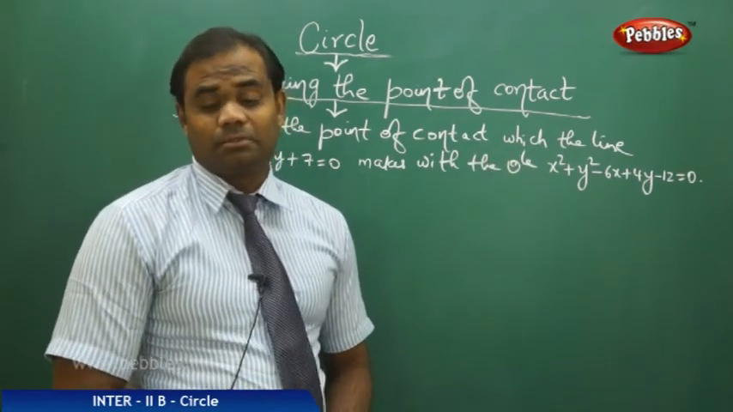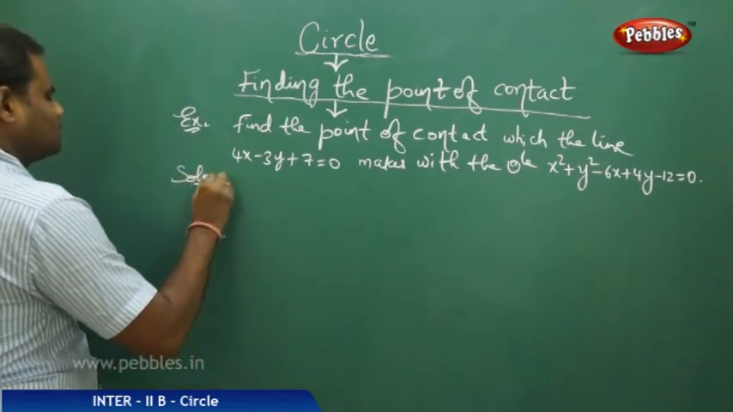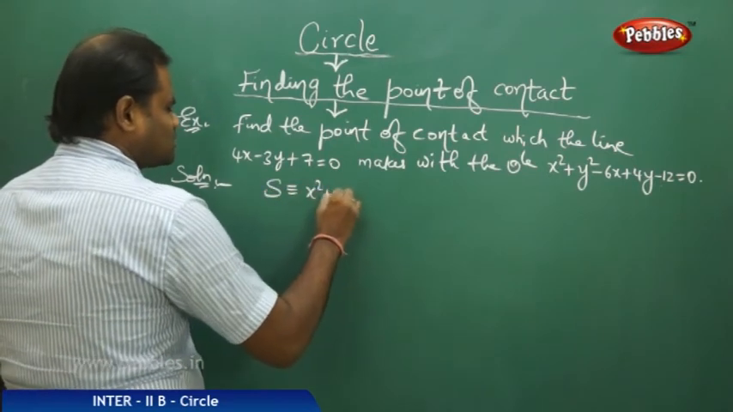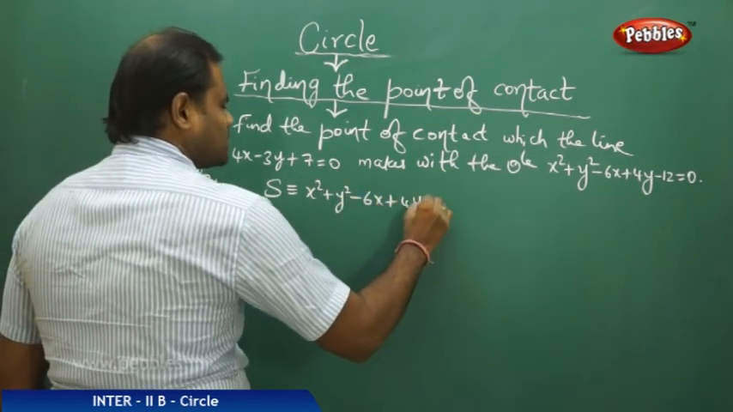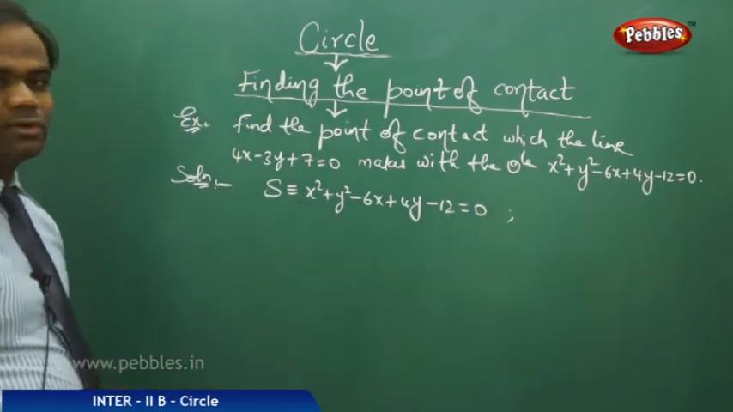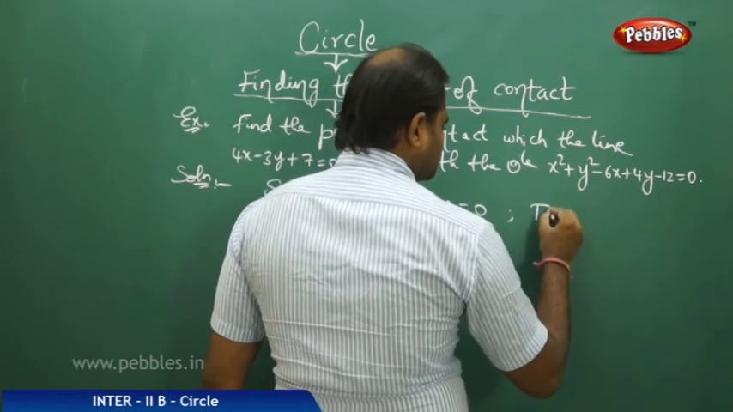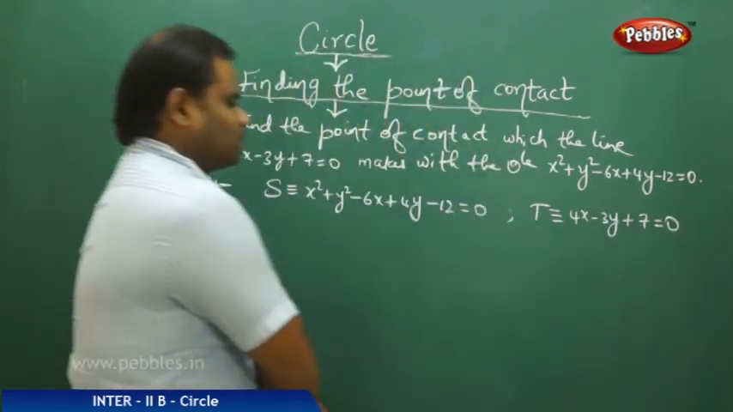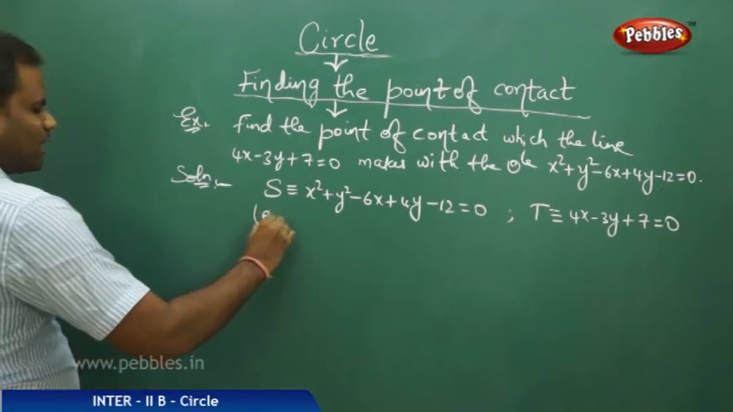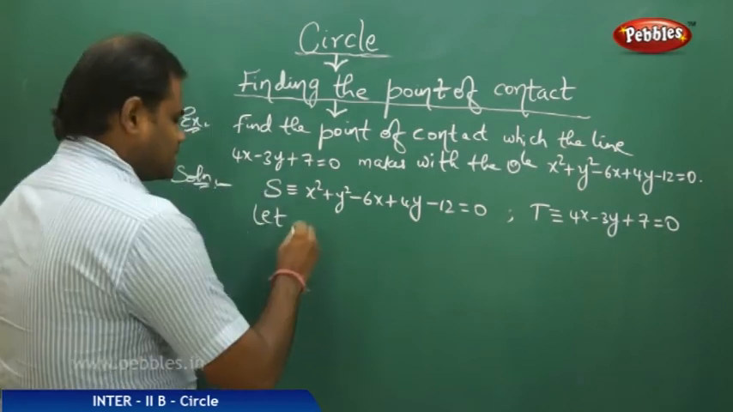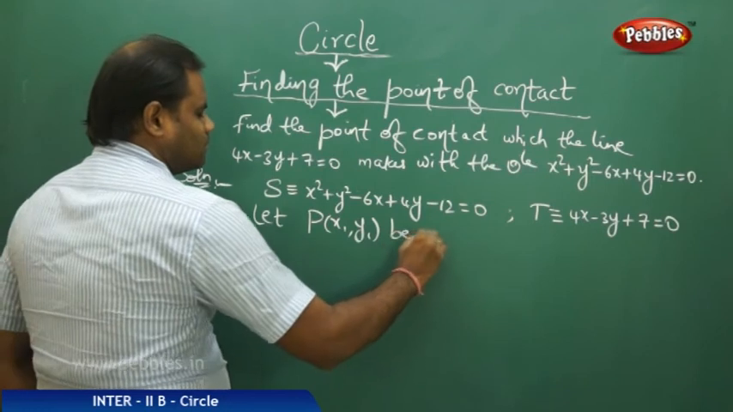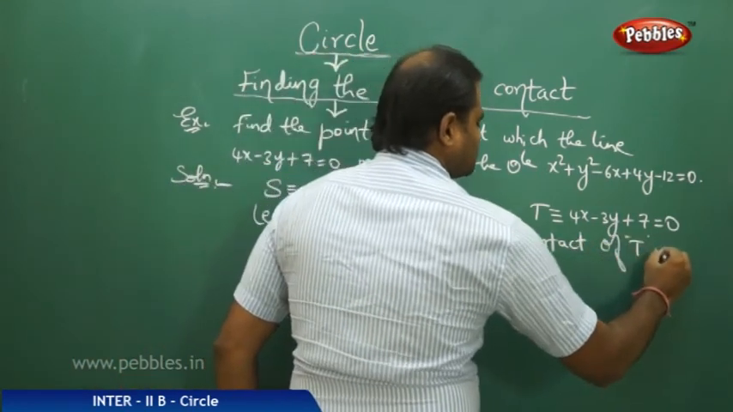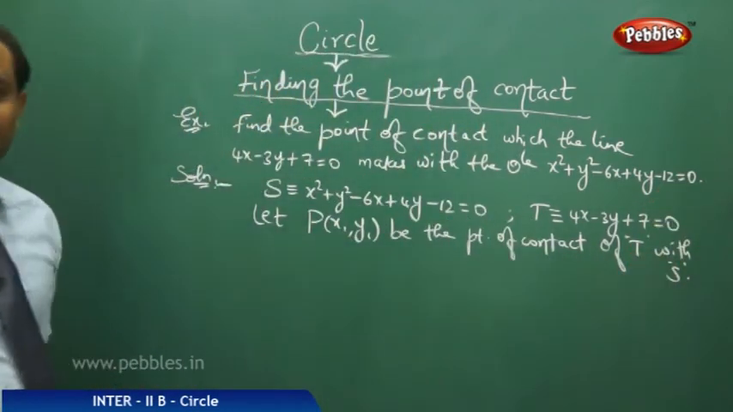So the question here is to find the point of contact which this line is making with this circle. So let's see how we can find the point of contact. As I clearly see, the circle is x square plus y square minus 6x plus 4y minus 12 equal to 0, and the tangent line T is given to be 4x minus 3y plus 7 equal to 0. As I see here, I don't have the point of contact. Because I want to find the point of contact, I say let P x1 y1 be the point of contact of T with S, that is the line T with the circle S.